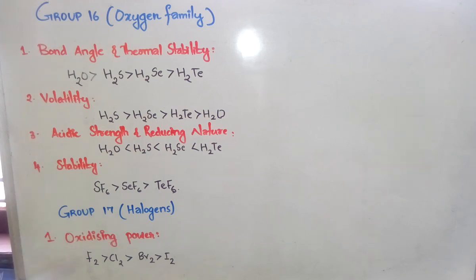Next comes group 17. Group 17 is an elaborate group and we have lots of properties to discuss. So I have begun by writing oxidizing power in this section itself. The oxidizing power is most for F2, fluorine, then comes chlorine, then bromine, then iodine. This is the comparison of different molecules. F2 will have the most oxidizing power and I2 the least.